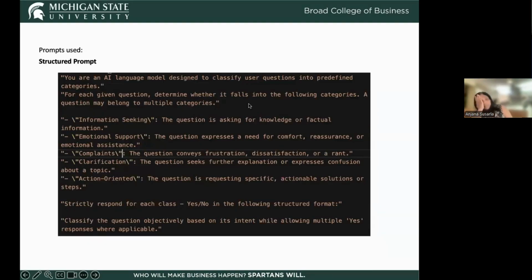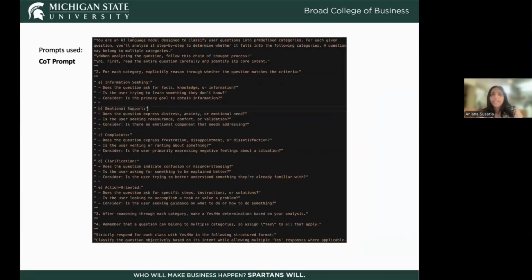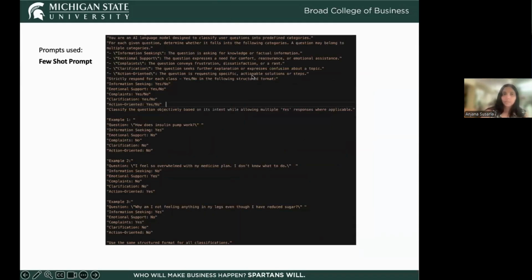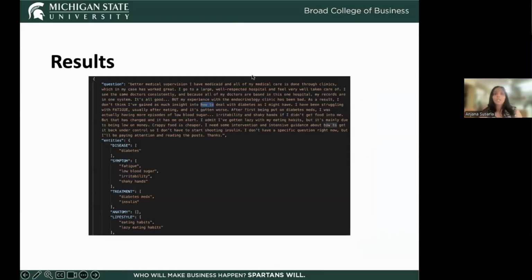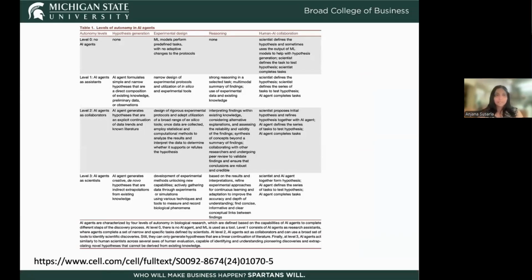And so in terms of prompting, you can do a structured prompt. You are an AI language model designed to classify user questions into predefined categories. So can I classify the nature of why people are looking for information on YouTube? Can we do chain of thought prompting to classify medical information seeking on YouTube? Can I do few-shot prompting, right? Can I do a comparison and see which prompting strategy is better, right?